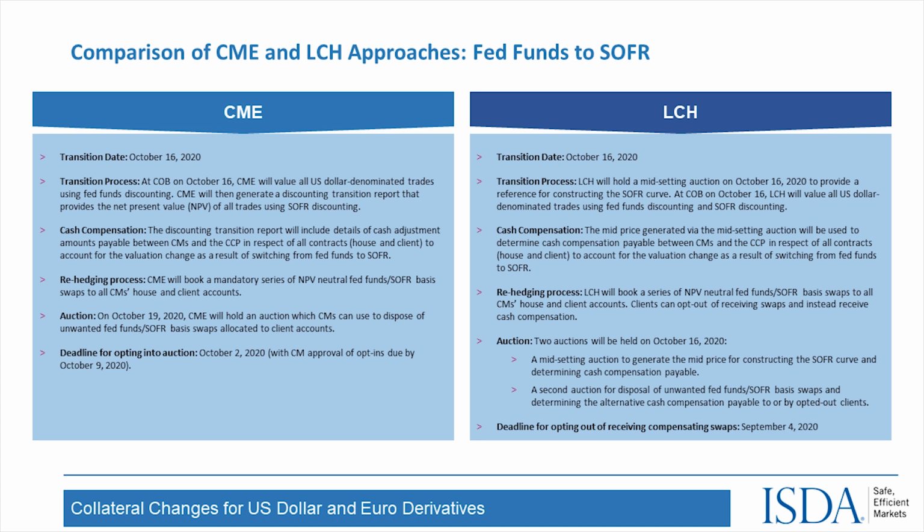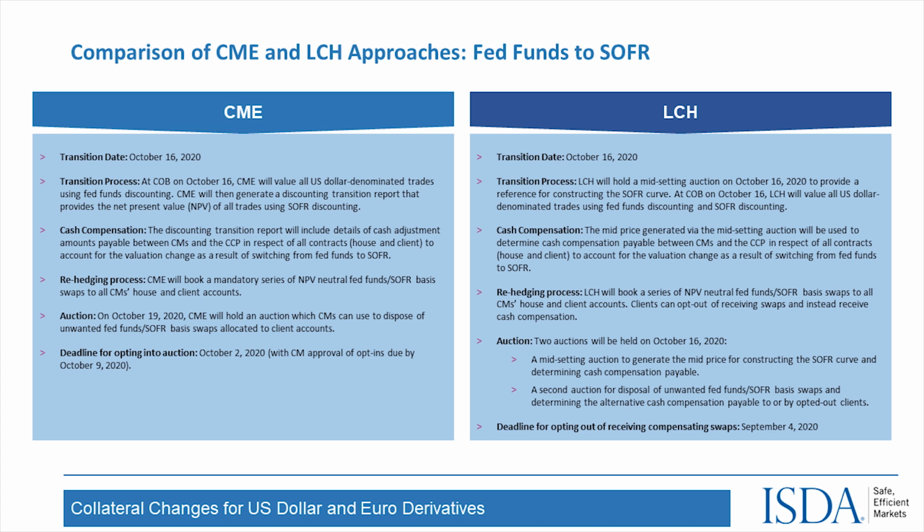In terms of the divergence between the two approaches taken by the CCPs, that becomes more significant in the context of the risk compensation and the discounting risk swaps that the CCPs will be allocating to accounts. So taking CME first, in order to compensate for the risk impact of this transition, CME is going to book a mandatory series of NPV neutral Fed funds against SOFR basis swaps to all members' accounts, and that's both their house and their client accounts.